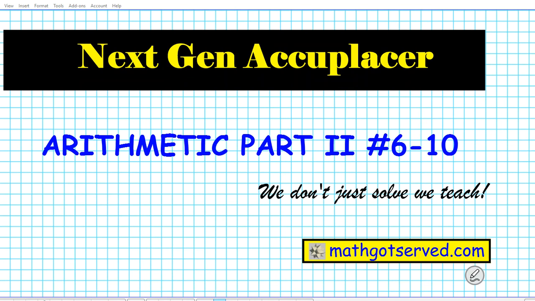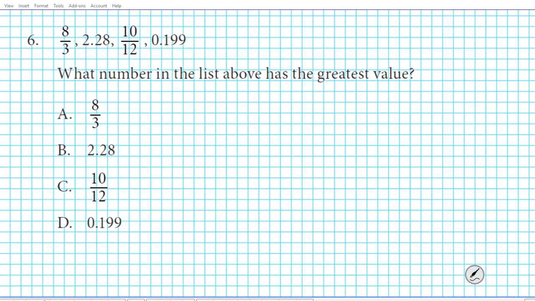In this clip, we're going to be going over part 2 of our next generation Accuplacer Arithmetic practice test questions. We're considering problems 6 to 10. Let's take a look at question 6. It reads, what number in the list above has the greatest value? So we have 8 thirds, 2.28, 10 over 12, and 0.199. Which of them in the list has the greatest value?